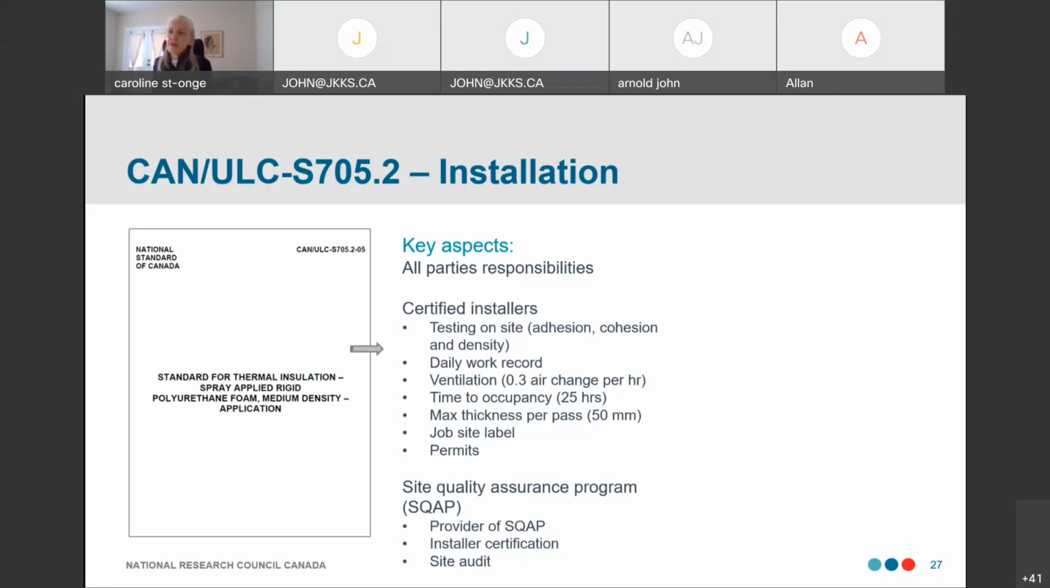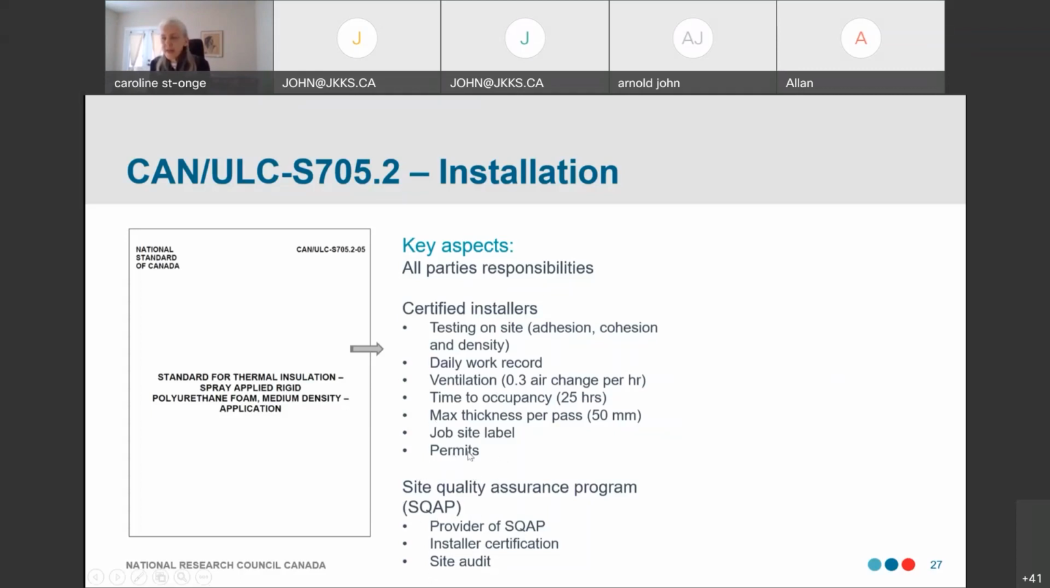And if there is renovation, they must ensure the spraying area is isolated and ventilated. The time to occupancy must be respected. For most of the evaluations, it is 24 hours. The maximum thickness to spray per pass is 50 millimeters, otherwise there might be a fire hazard. And they must provide a job site label, which in this case as well would be available close by the electrical panel. They must ensure that all permits have been approved.